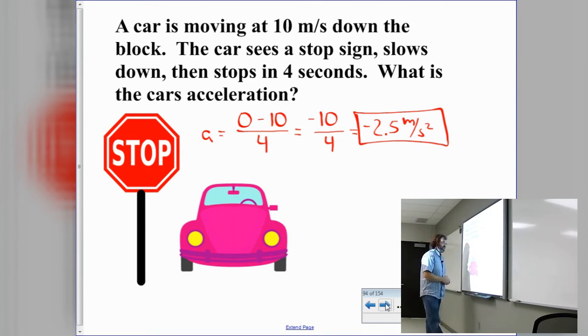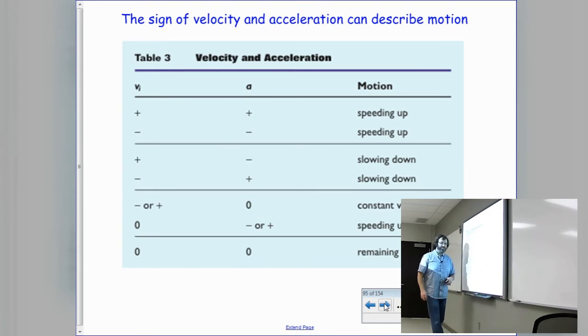Which brings us to a chart that I like to show. We can tell a lot about an object's motion by looking at its velocity and its acceleration. We can tell what the object is doing if we know its velocity and acceleration values, and the positives and negatives that go along with them, because we're just talking about one-dimensional motion. This table sums up whether the objects are speeding up, slowing down, or moving at a constant velocity. And it all depends on the sign of the velocity and the acceleration.